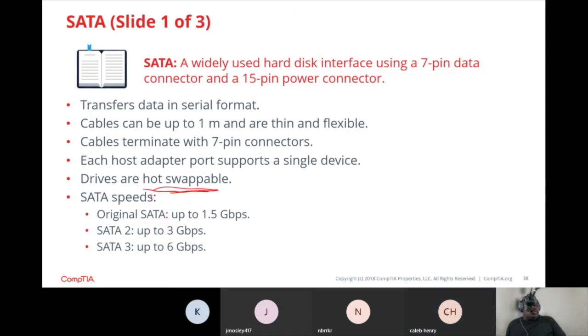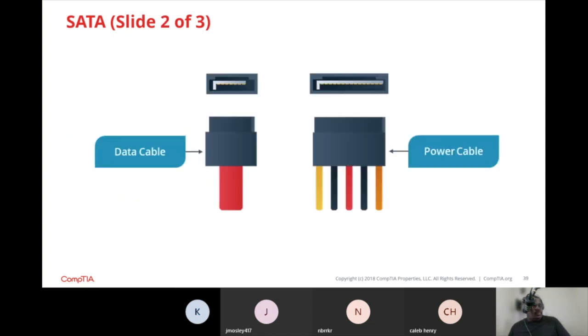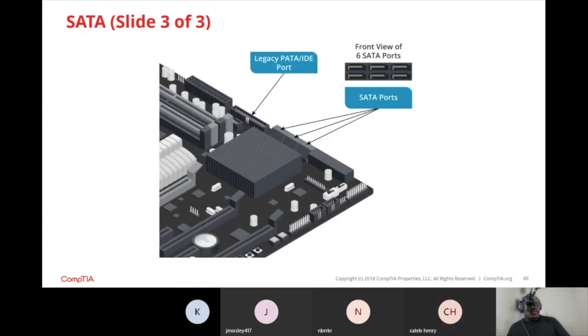All right. So the original SATA moved 1.5 gigs. SATA 2 moved 3 gigs per second. SATA 3 can move up to 6 now. Here's what SATA connectors look like. So this is the data cable, which is the shorter L, and then the power cable is the longer L. This is what they look like on the actual board.